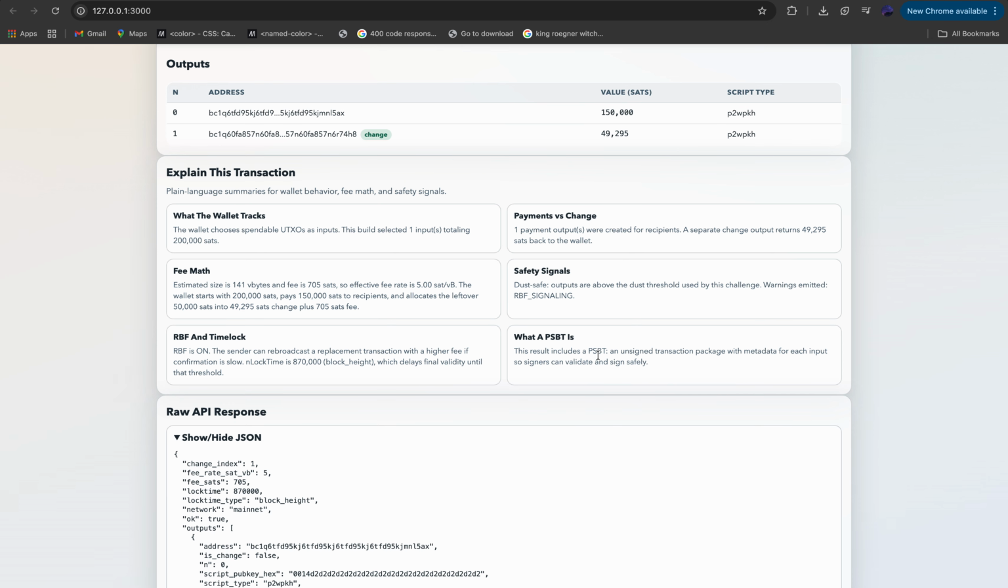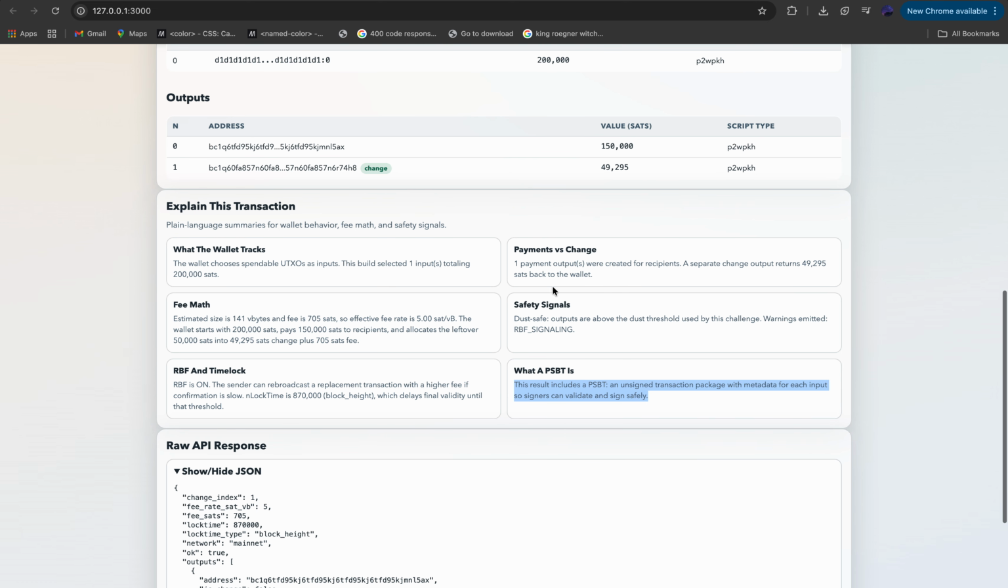A PSBT, in overview, is an unsigned transaction package with metadata, so signing can happen safely later, and this often happens on another device. Now let's understand what dust is. Dust simply means outputs that are too tiny to be useful because spending them later can cost too much. So safe builders use signals like dust-safe to avoid dust outputs.